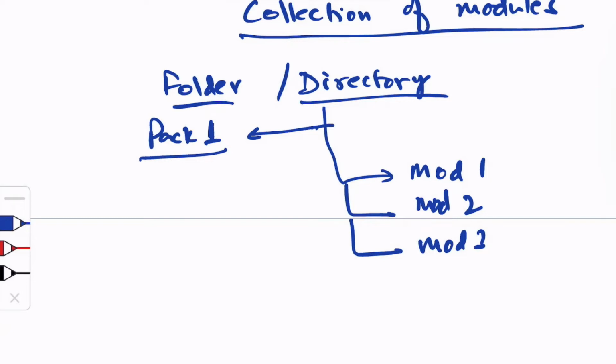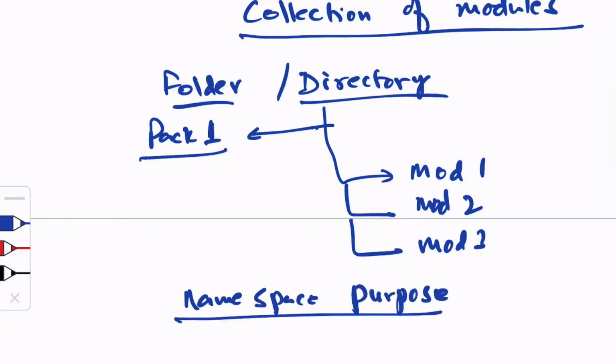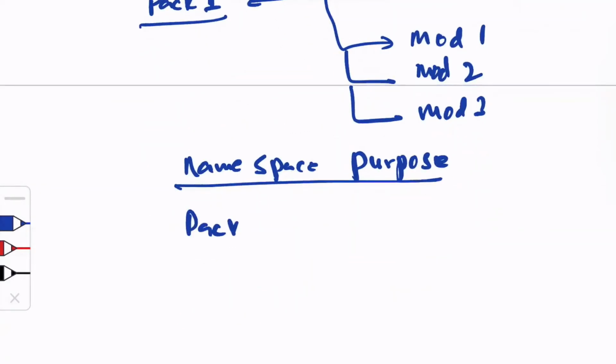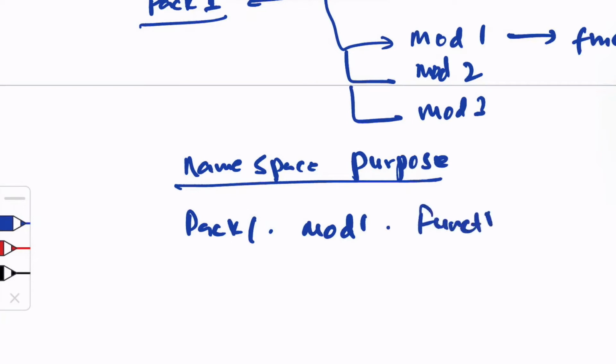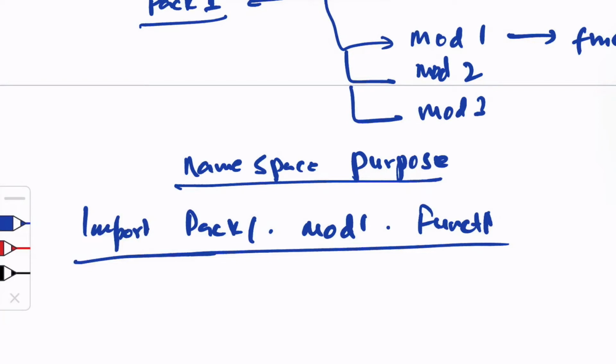When it is a directory structure, it is only used for namespace purpose. When I say namespace purpose, it means that when you have to import or call it, you can always call it. If I have to call a particular module, pack1.mod1, and let's say inside that there is a function which is called func1, dot func1, right? If you have to import, you have to import it like this. Okay, so when you say import, this particular function will get imported. Okay, so it is used for namespace purpose.